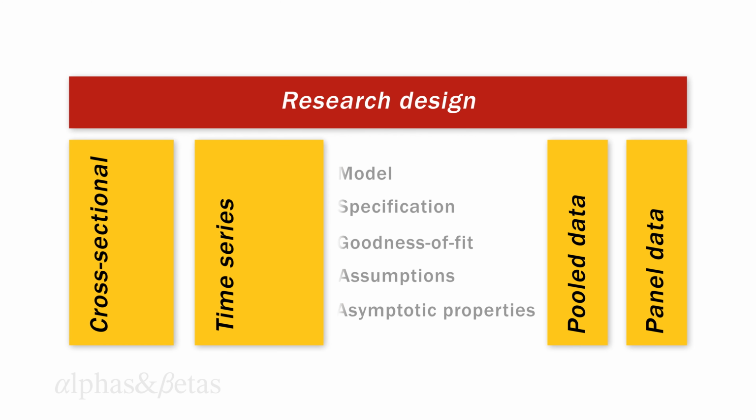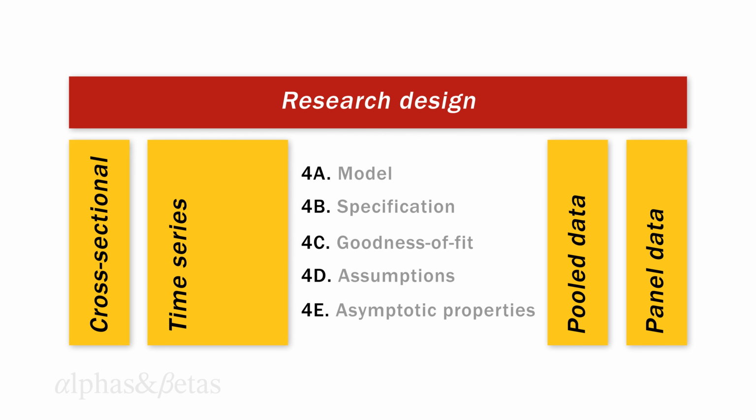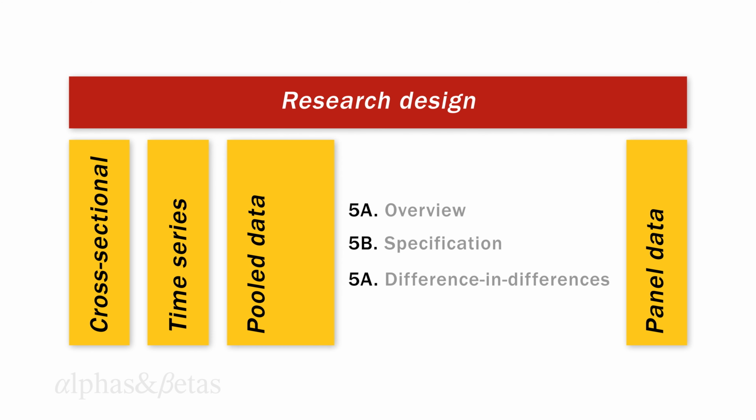Next, we'll introduce you to models for time series data, which involves observing one entity over time. We'll cover the different forms that the model can take, how to assess it, and the conditions necessary for us to rely on it. Finally, we'll turn to models for data that combine cross-sectional and time series dimensions.